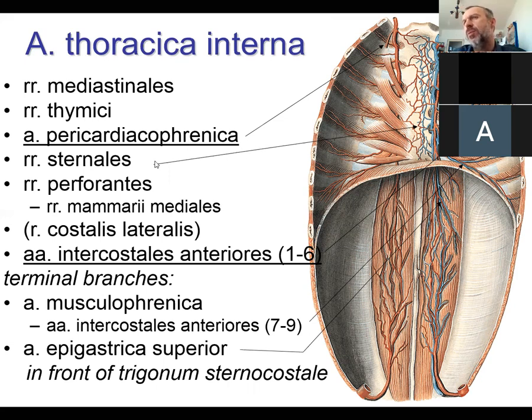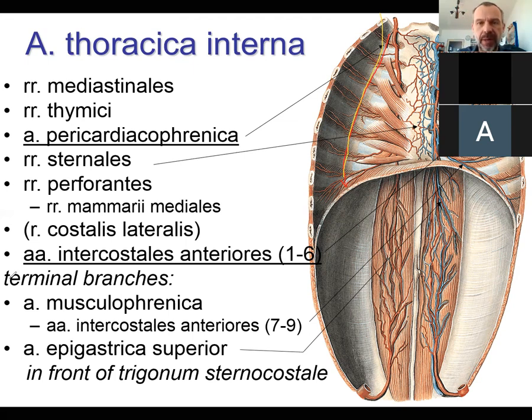Now there are some other branches you should know. Pericardiophrenic artery is an artery which descends this way on the pericardium of the heart, supplies the pericardium and then the diaphragm, and it descends together with the phrenic nerve. Yeah? So pericardiophrenic artery together with the phrenic nerve within the inferior middle mediastinum to supply the pericardium.